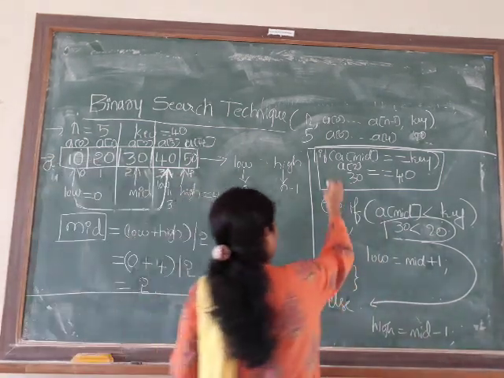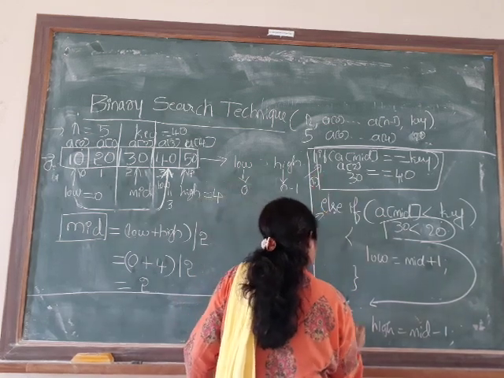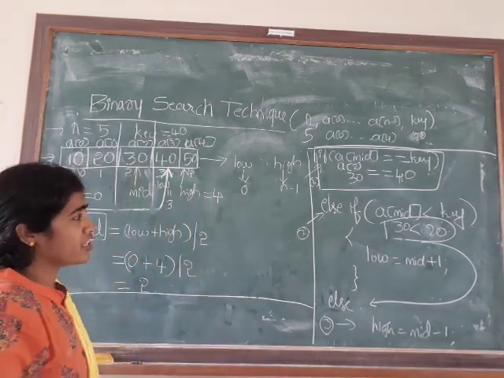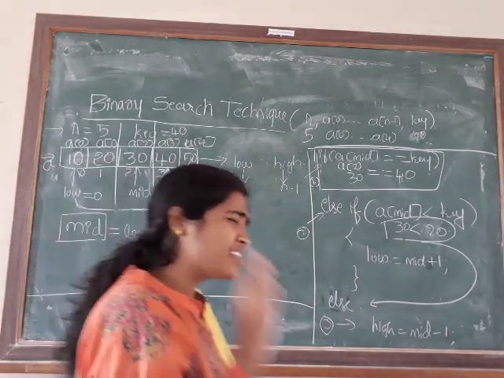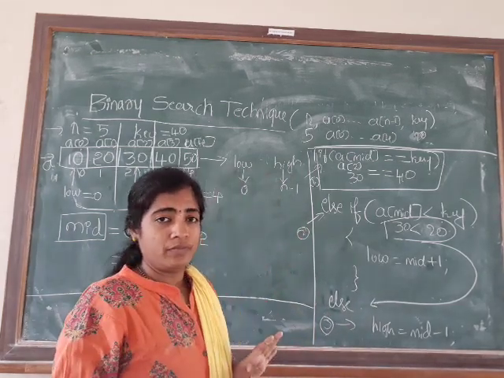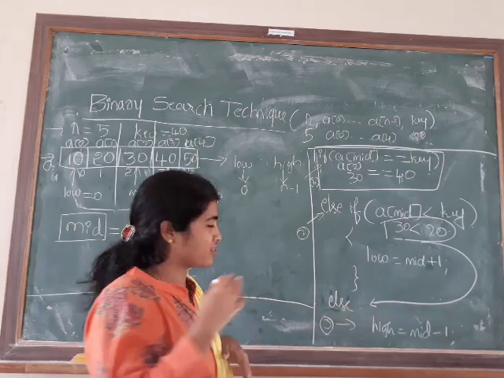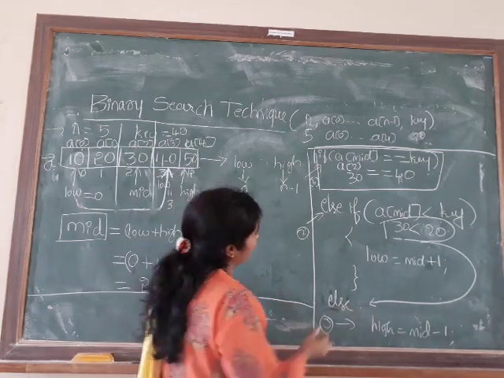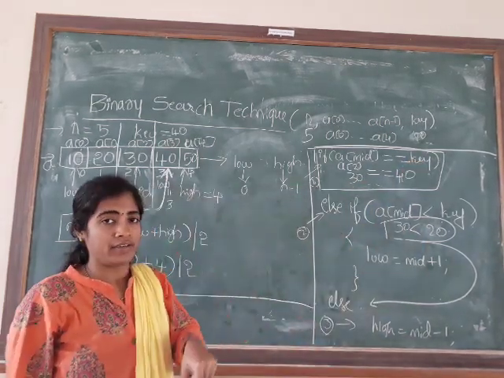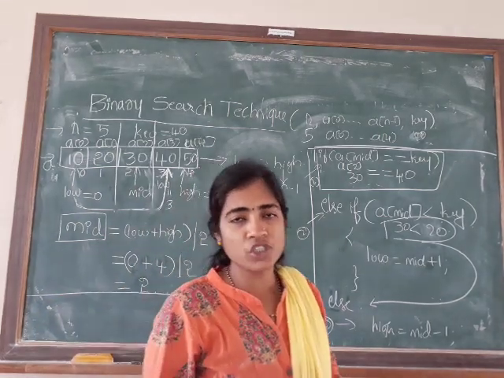How many cases do I need to consider? 3 cases: the first case, second case, and the third case. What does the first case tell me? If the mid is exactly matching the key value, if both are equal, there is no need to worry. Directly they are equal. Yes, it is true, no problem. And you do here: it is found at the particular location. If it is not, I have to search in which position it is.